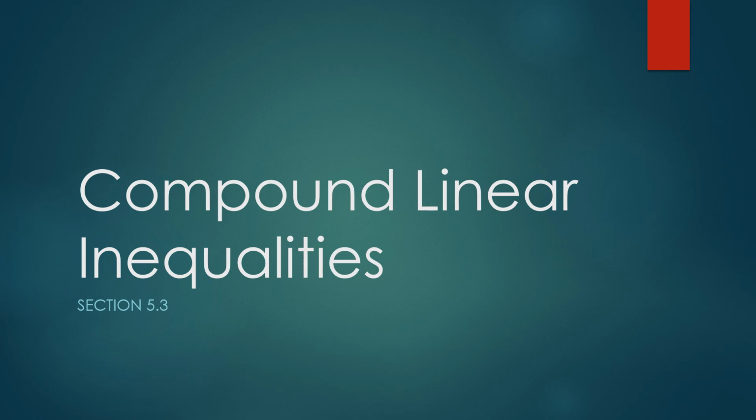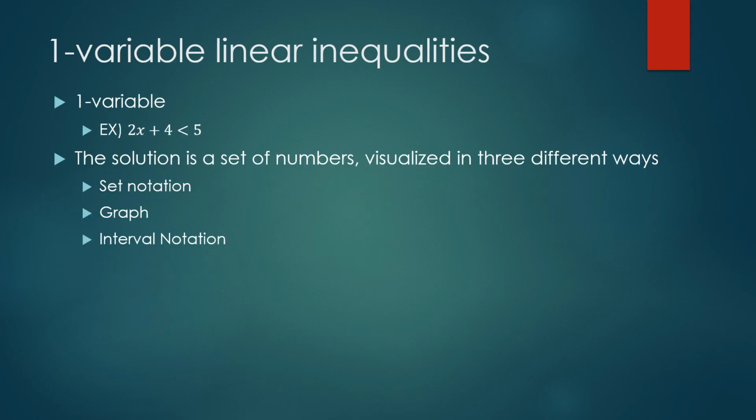In this video, we'll continue our talk about linear inequalities, and we'll move on to compound linear inequalities. As a refresher, a one-variable linear inequality is simply an inequality that has one variable where the highest power of that variable is 1. We have 3 different ways we can visualize the solution of these inequalities: set notation, graph, and interval notation.